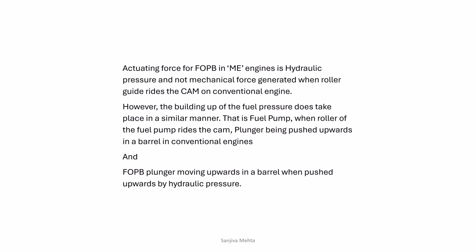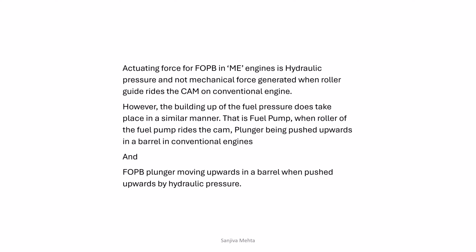In a conventional engine, we have a fuel pump where a plunger moves up in a barrel as pushed up by the cam. When the roller of the fuel pump rides the cam, the plunger moves in the barrel, and this is how the fuel pressure rises. And when the fuel pressure overcomes the spring pressure in the fuel injector, the fuel is injected.